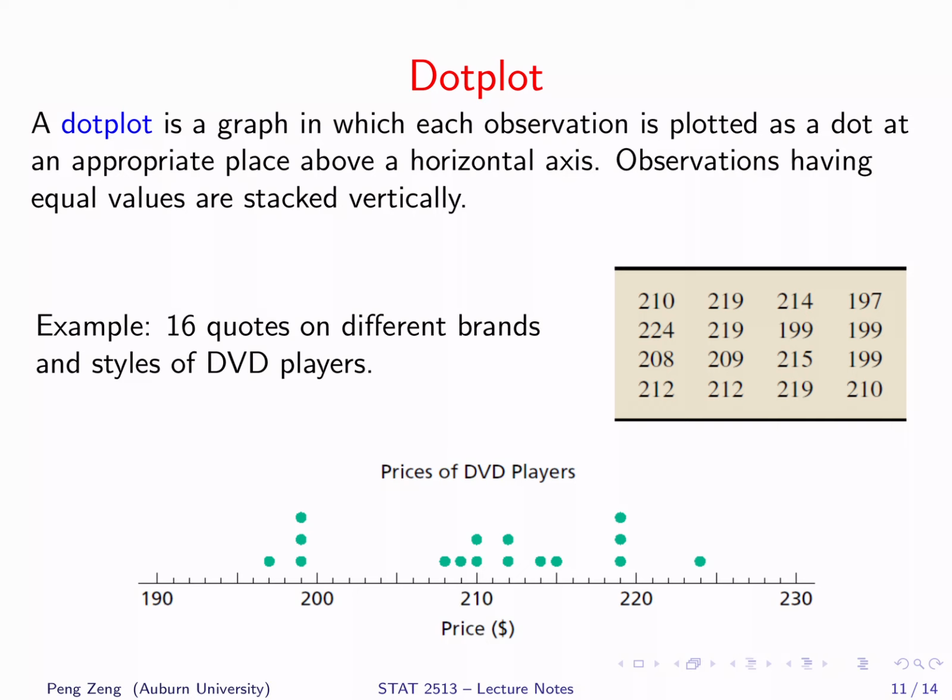The major difference between a dot plot and a histogram is that we can get the exact values of the original data in a dot plot, but we cannot in a histogram, which only gives a summary.